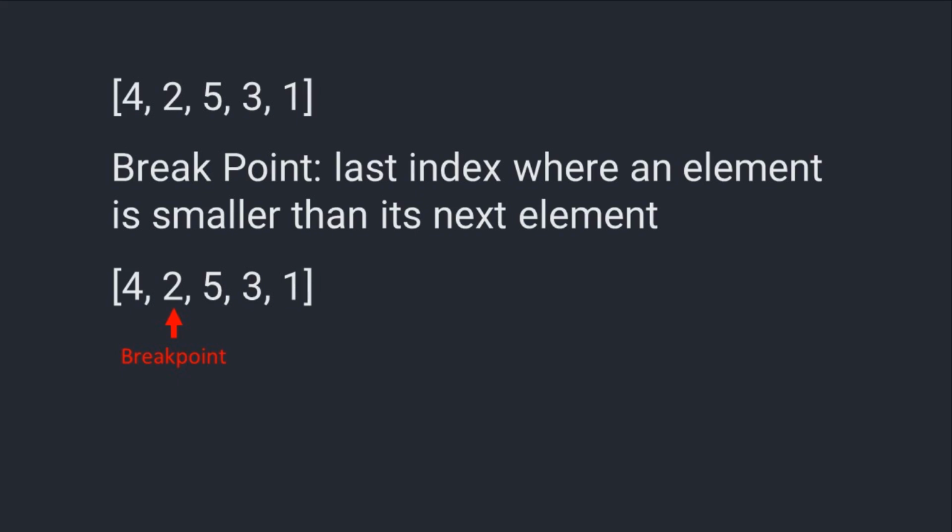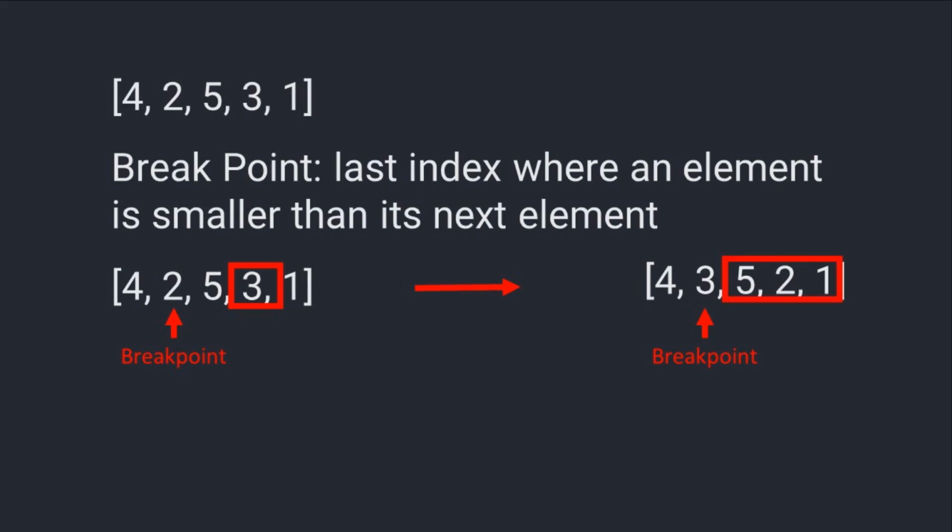We look for the smallest number in the right half of the breakpoint that is greater than the element at the breakpoint. In our case, it's 3. We swap it with the element at the breakpoint, giving us 4 3 5 2 1. The final step involves reversing the right half from the breakpoint index onwards. After the reversal, our array becomes 4 3 1 2 5.